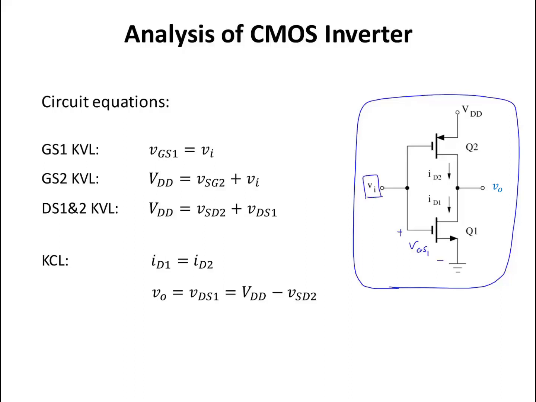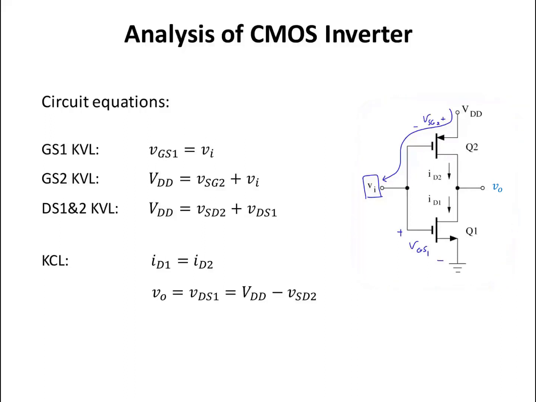And for transistor 2 gate to source KVL, which is this path, it's going to tell me that VDD equals VSG2 plus Vi. So I have another KVL from the loop that has drain to source of transistor 1 and source to drain of Q2. So let's label this one. This is VSD of transistor 2, and this is the drain to source voltage of transistor 1. So from this loop, I can say that VDD equals VSD2 plus VDS1.